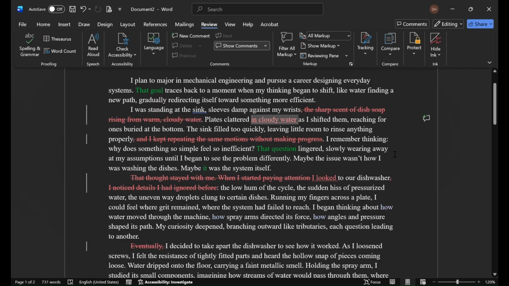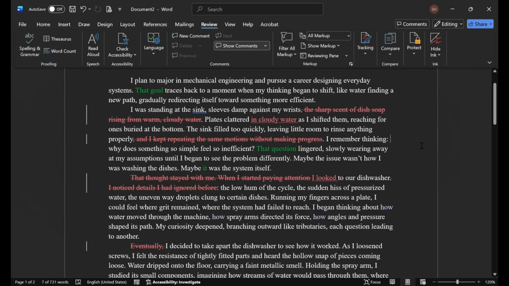Here we have plates clattered. Again, showing a little bit of chaos leading to frustration: plates clattering in cloudy water, again some obstruction of the view. This is a negative description, contributing to the sense of frustration without saying it literally, and it gives a sense of what is causing that. Here we go, reaching for one buried at the bottom. So again, contributing to the frustration.